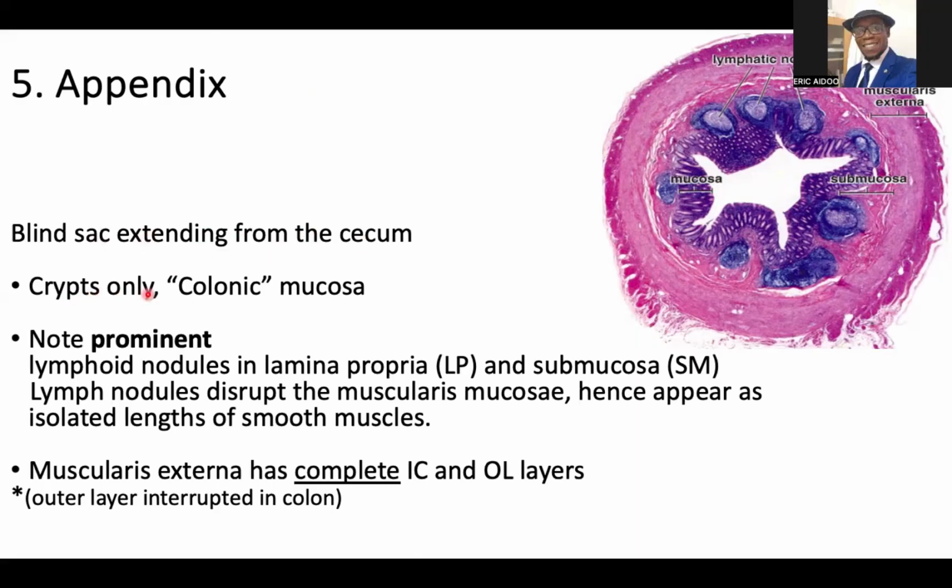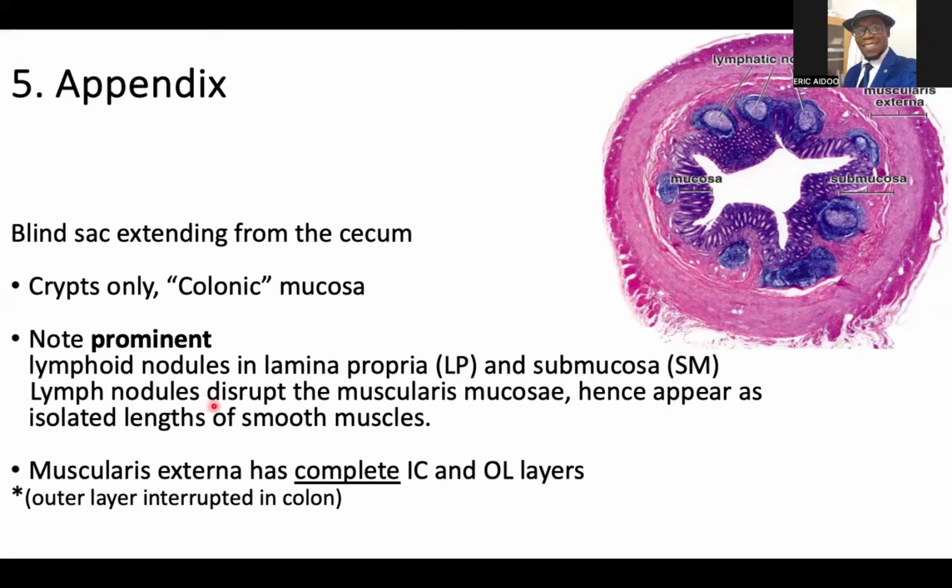You also have crypts only. So usually those kinds of epithelia where you have crypts only and no villi or plicae, we describe that as the colonic mucosa. So note the prominent lymphoid nodules. You can see lymphoid nodules there. And this type of lymphoid nodules starts from even the mucosa. So you have lymphoid nodules in the mucosa and you also have them in the submucosa. So lymphoid nodules in lamina propria and submucosa.